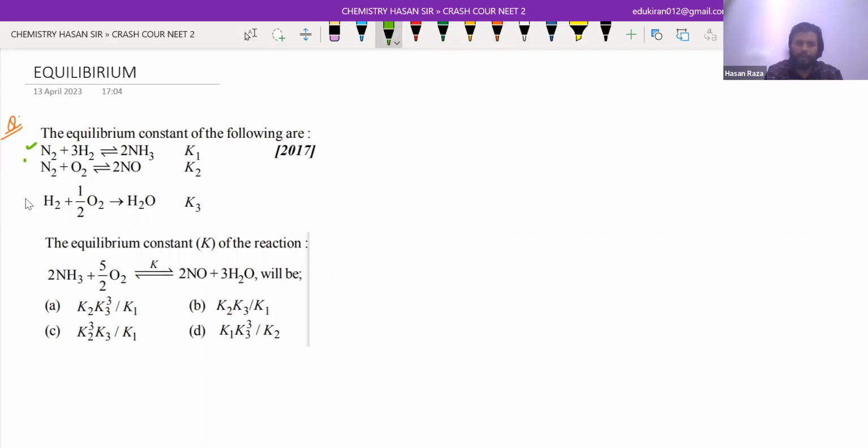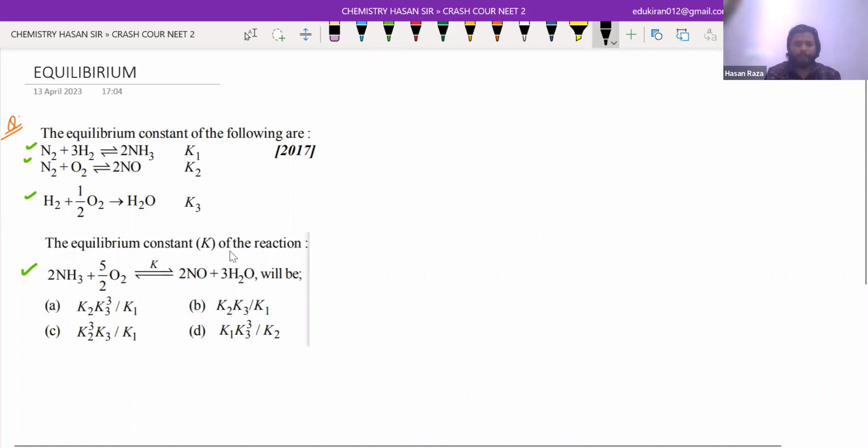This is the first reaction, second reaction, and third reaction. For these three reactions, the equilibrium constants are given: K1, K2, K3. We need to calculate the equilibrium constant of this new equation. Now, what you need to do is make this equation with the help of the above three equations. So how are you going to do it?